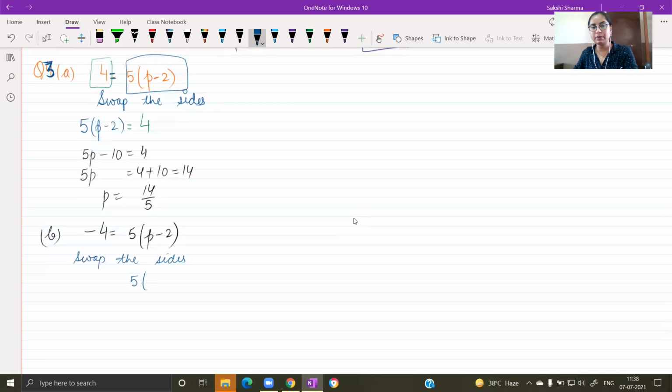So I have 5p minus 2 equals to minus 4 on the right side. Now I can apply distributive property and solve. Anand, I'm not able to see you. Yes, Anand, unmute.